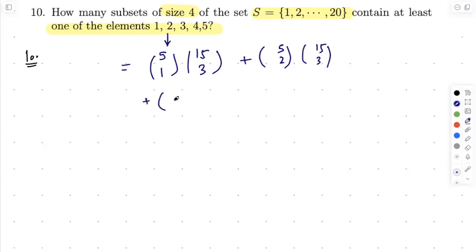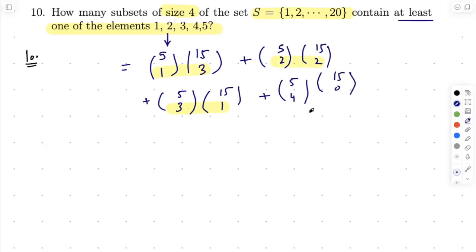There may be another possibility that out of 5 I choose 3, which satisfies the condition that at least one of 1, 2, 3, 4, 5 is chosen. Out of the remaining 15, let me choose 1, because in total I need the size to be 4. So 1 plus 3 is 4, 2 plus 2 is 4, 3 plus 1 is 4. In the end, out of 5, let me choose 4, from 1 to 4, 5. And out of 15, let me choose 0.